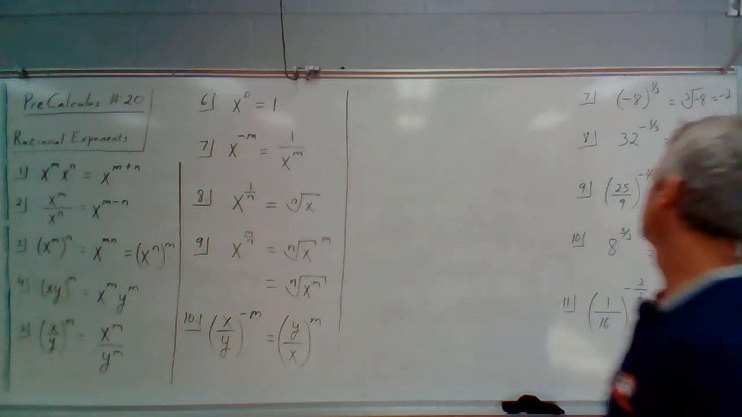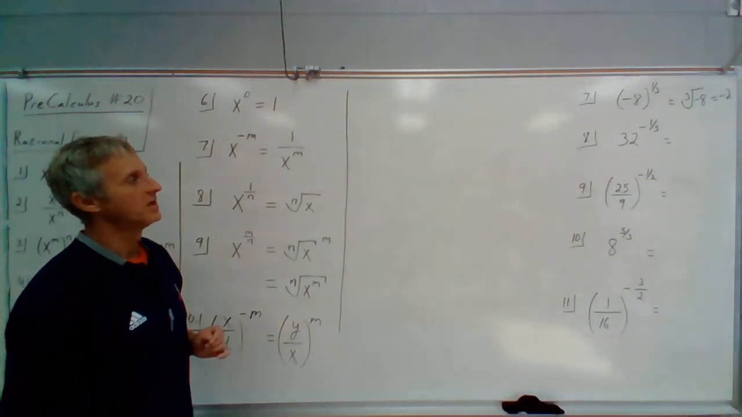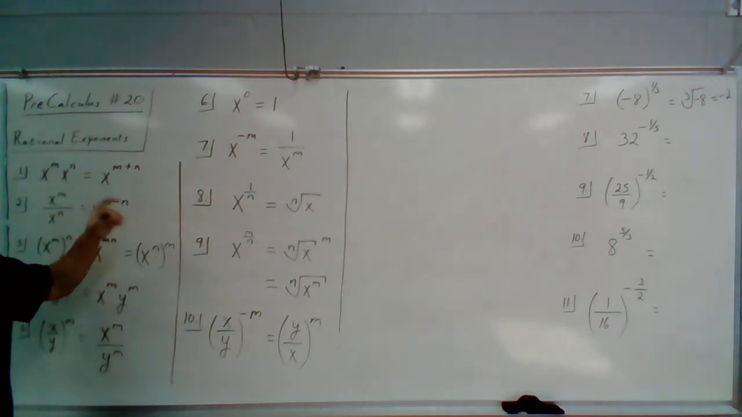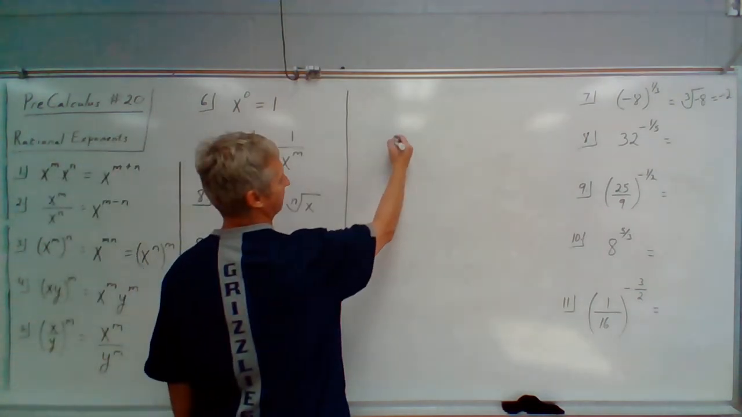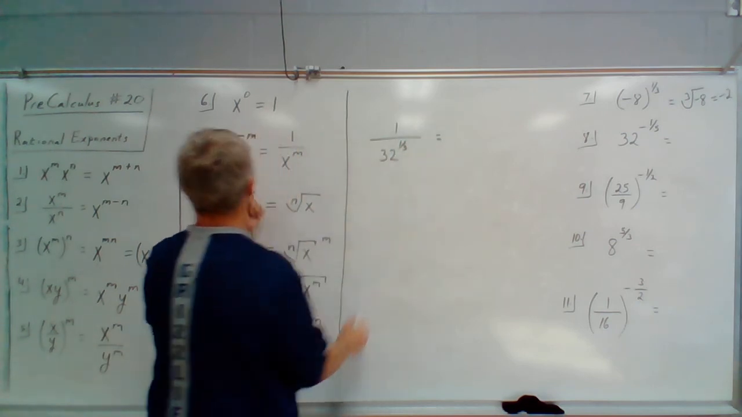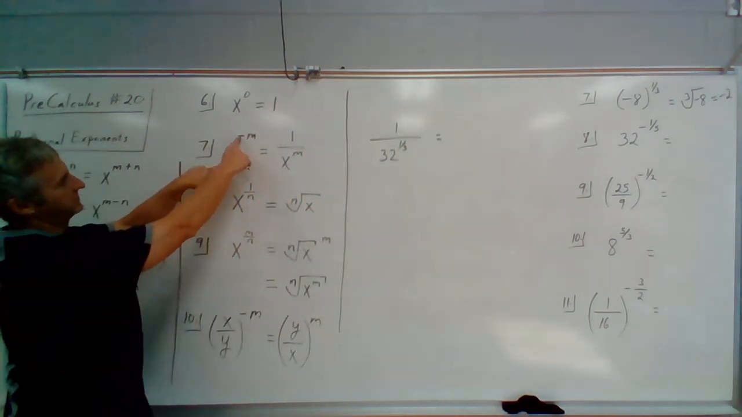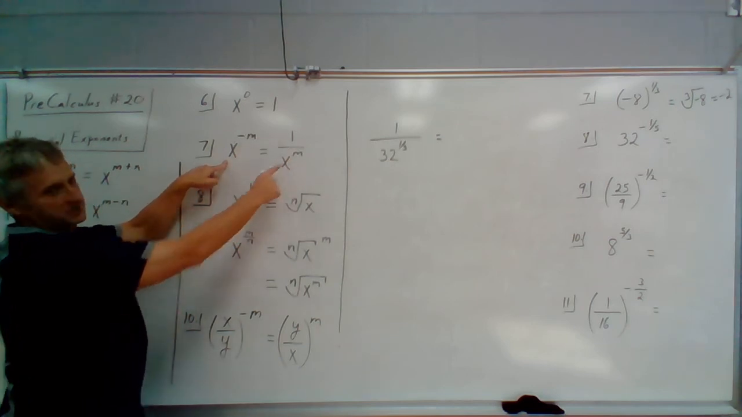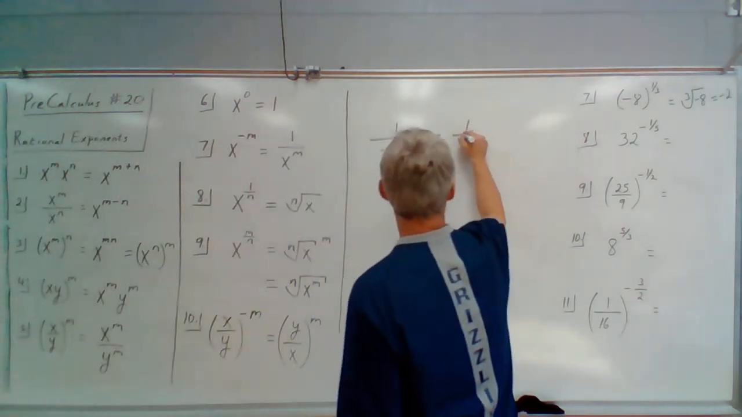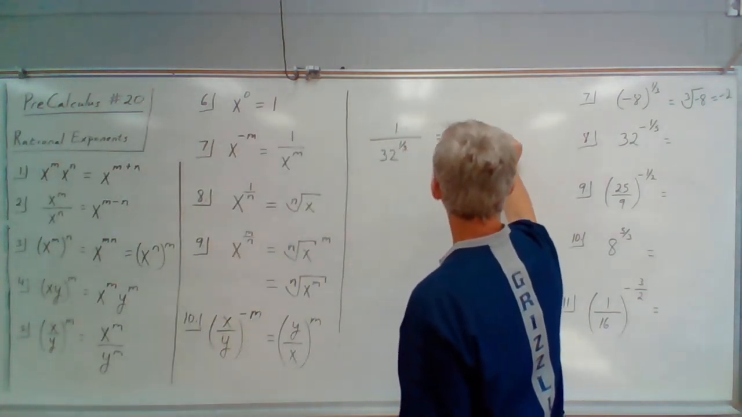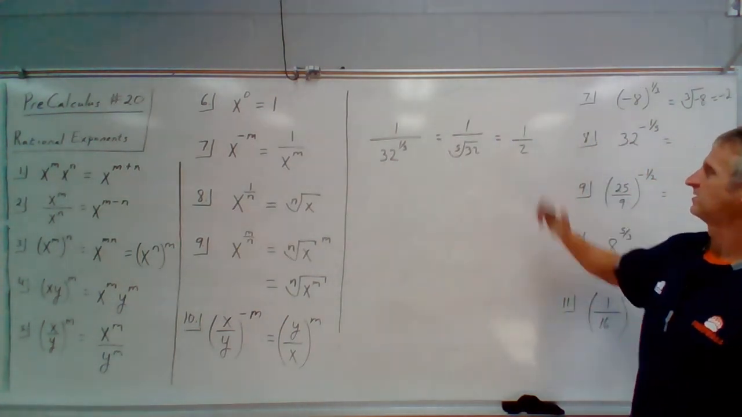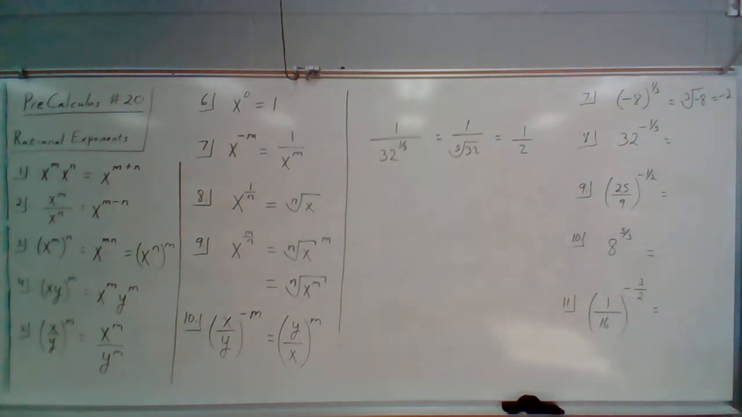All right, let me try to explain number 8 a little differently, maybe a little better. So I have 32 to the negative 1/5 power. So according to rule number 7, I should flip that upside down. So that would be 1 over 32 to the 1/5. So a direct use of rule number 7. 32 to the negative 1/5 would be 1 over 32 to the 1/5. All right, and then 32 to the 1/5 means the 5th root of 32. And the 5th root of 32 is just 2. So I get 1/2.